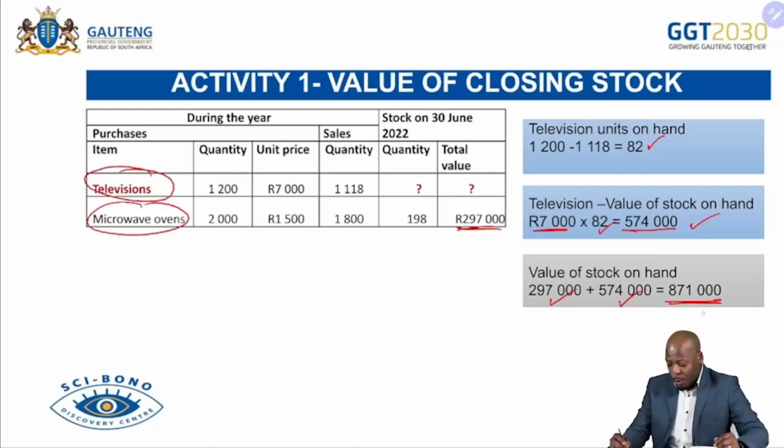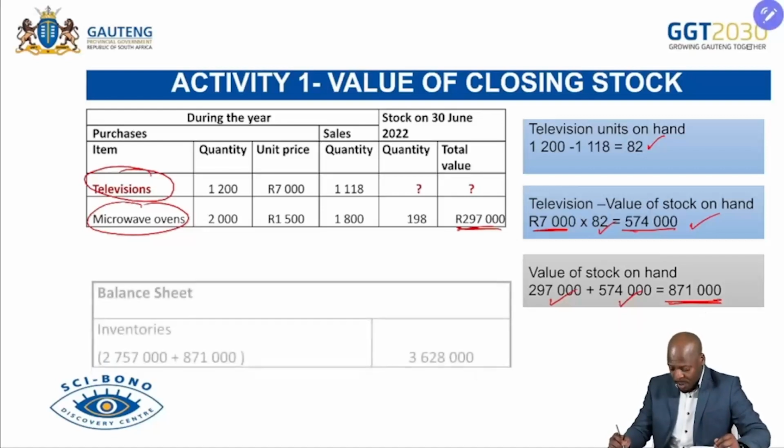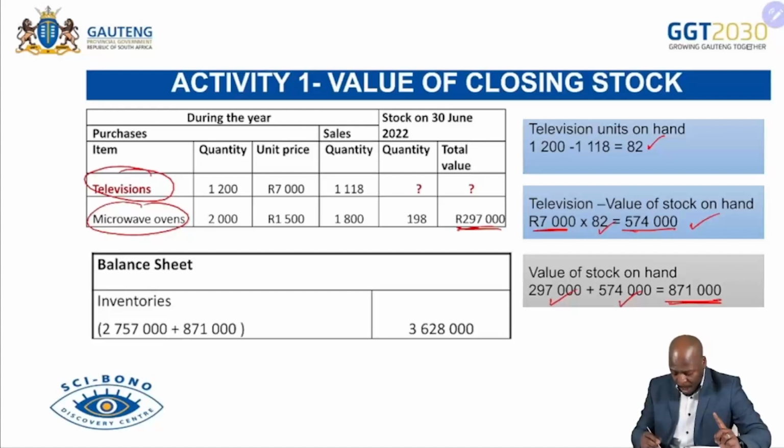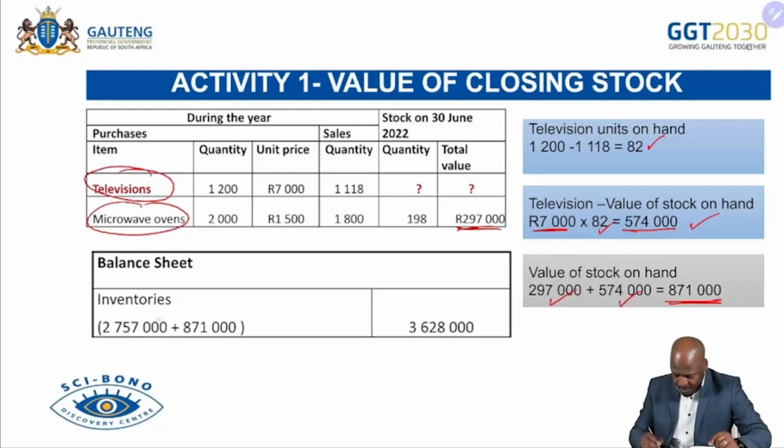What then do we do? If I am going to look at my statement of financial position, I must now take the amount in the trial balance, which is 2,757,000. Then I add the amount that was omitted, which is the 871. Remember, 871 is a combination of the 297, which is for the microwave ovens, and the 574, which is for the television set. So in my statement of financial position, I should end up with 3,628,000. That is how it should end up.